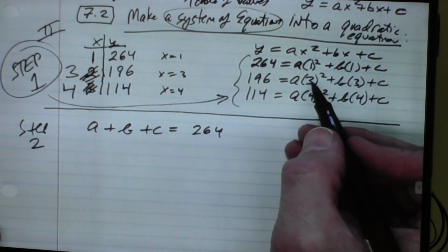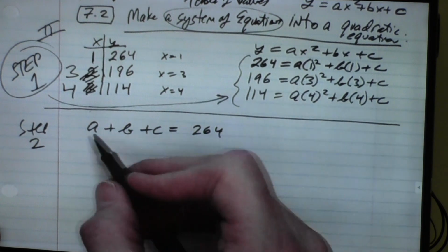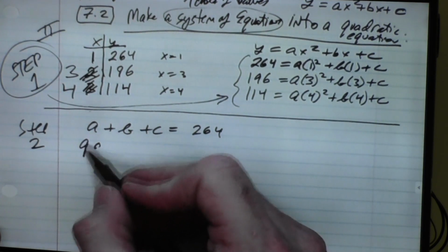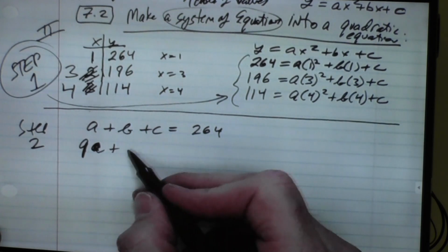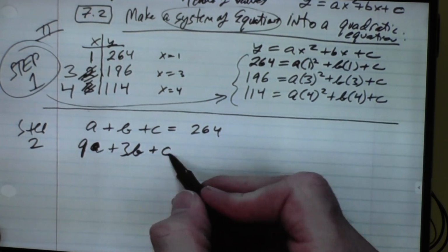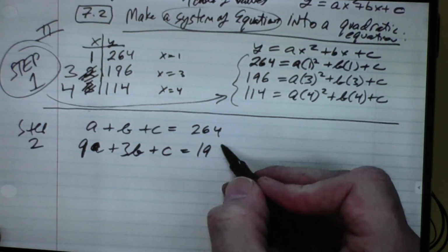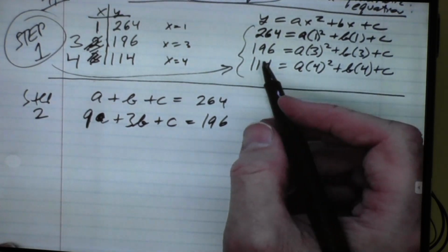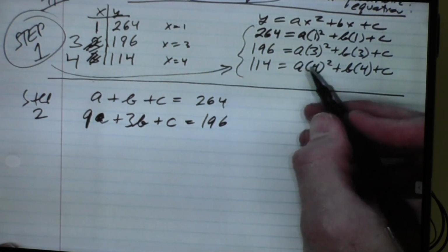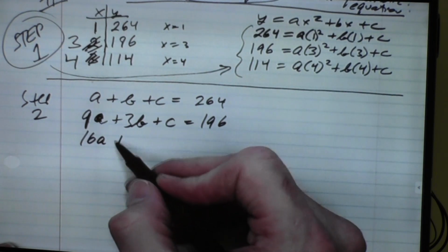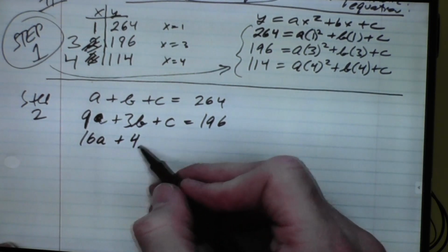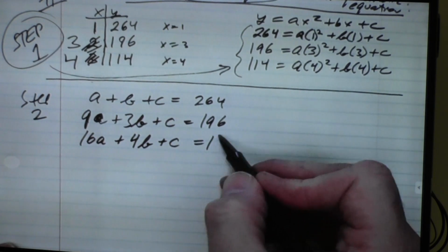So I'm going to do the same thing here. 3 squared is 9, so it's 9a plus 3b plus c is equal to 196. And for this one, it'll be 16a plus 4b plus c is equal to 114.